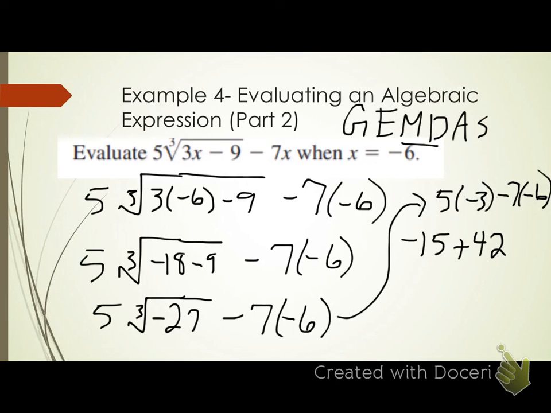Any questions up to this point? Am I moving too fast for anybody? I can slow down if I need to. Do I have any more multiplication or division? Nope. Do I have any addition or subtraction? Yes, I do. Negative 15 plus 42 would give me what? 27. No more operations, so I'm done. Questions on this last example? Give me a thumbs up, a thumbs down, or a thumbs to the side, depending on how you feel about this.